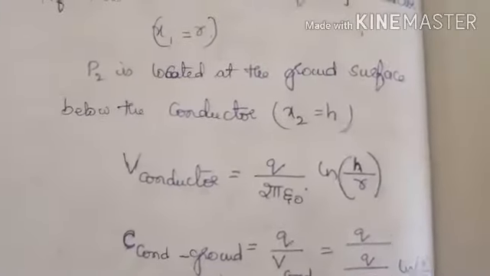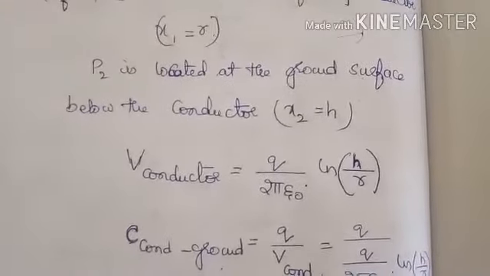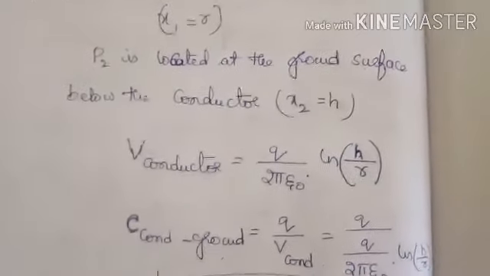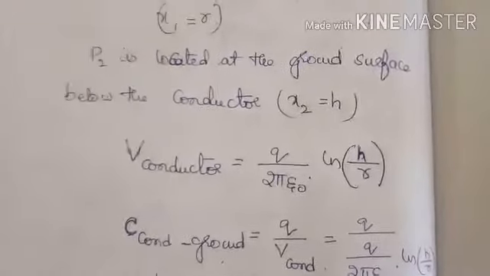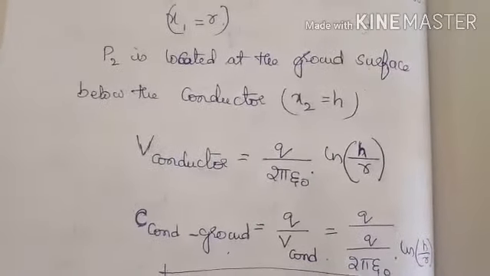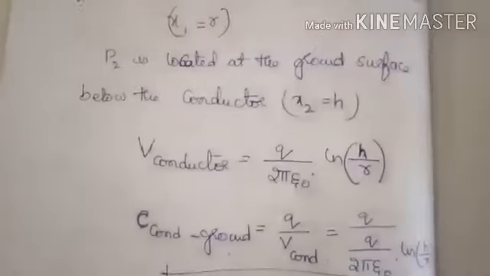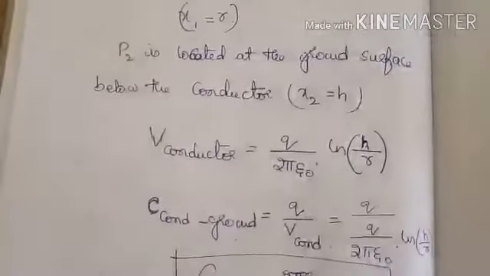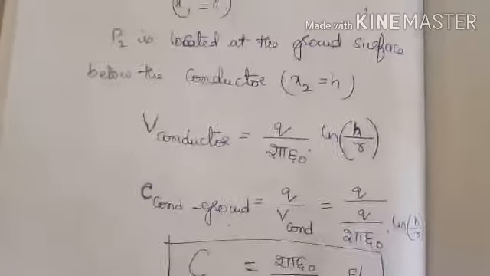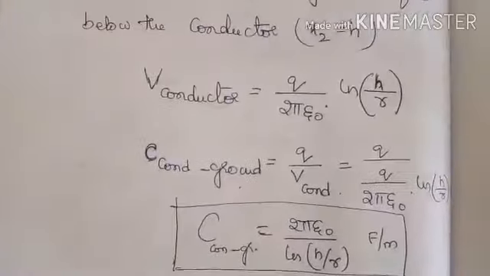Now the potential difference of the conductor will be represented as q by 2 pi epsilon naught into ln of x2 by r. So x2 is h and x1 is r. Substituting those values, we get the potential difference of the conductor to the ground as q by 2 pi epsilon naught into ln of h by r.